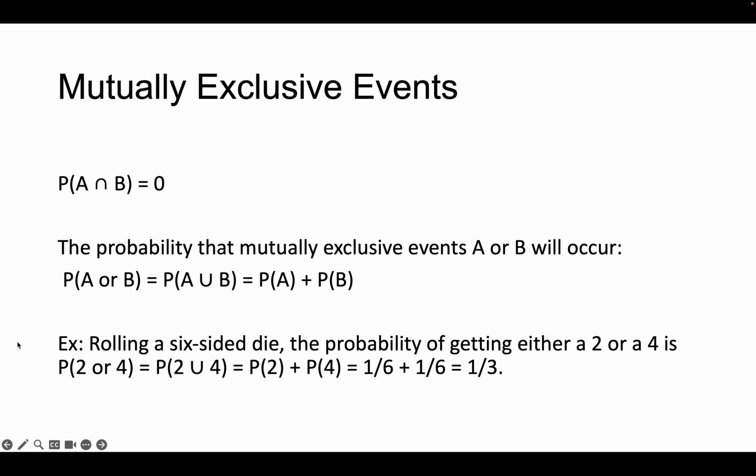Here's an example. Rolling a six-sided die, the probability of getting either a 2 or 4 is the union of the probability of 2 and 4, and basically is the probability that 2 happens plus the probability that 4 happens, and we know for any of these events the probability is 1 over 6. And the overall probability is 1 over 6 plus 1 over 6 for each of these events and equals 1 over 3.